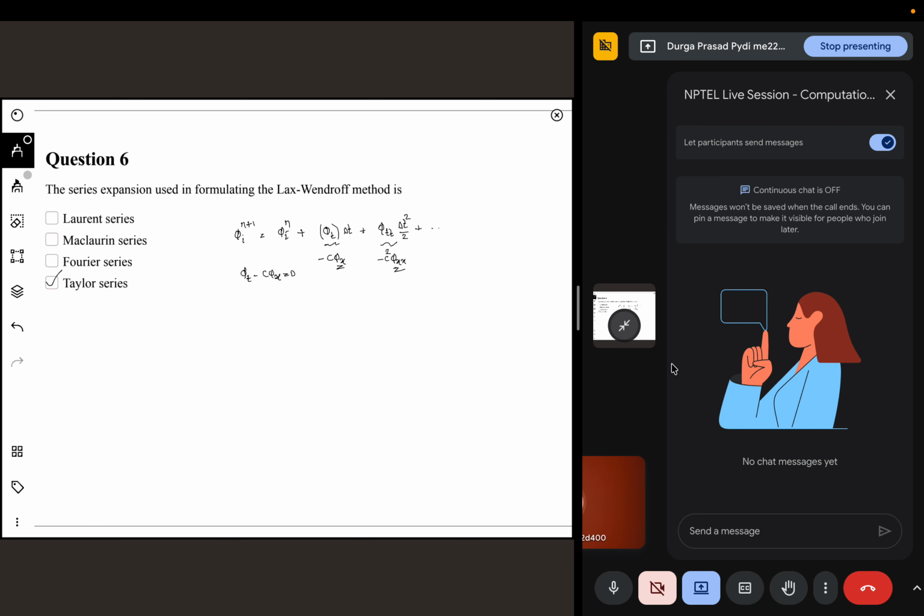So maybe you can do a quick analysis now. What would be the type of error that we'll get with this? Is it going to be a diffusion or dissipation or a dispersion one?